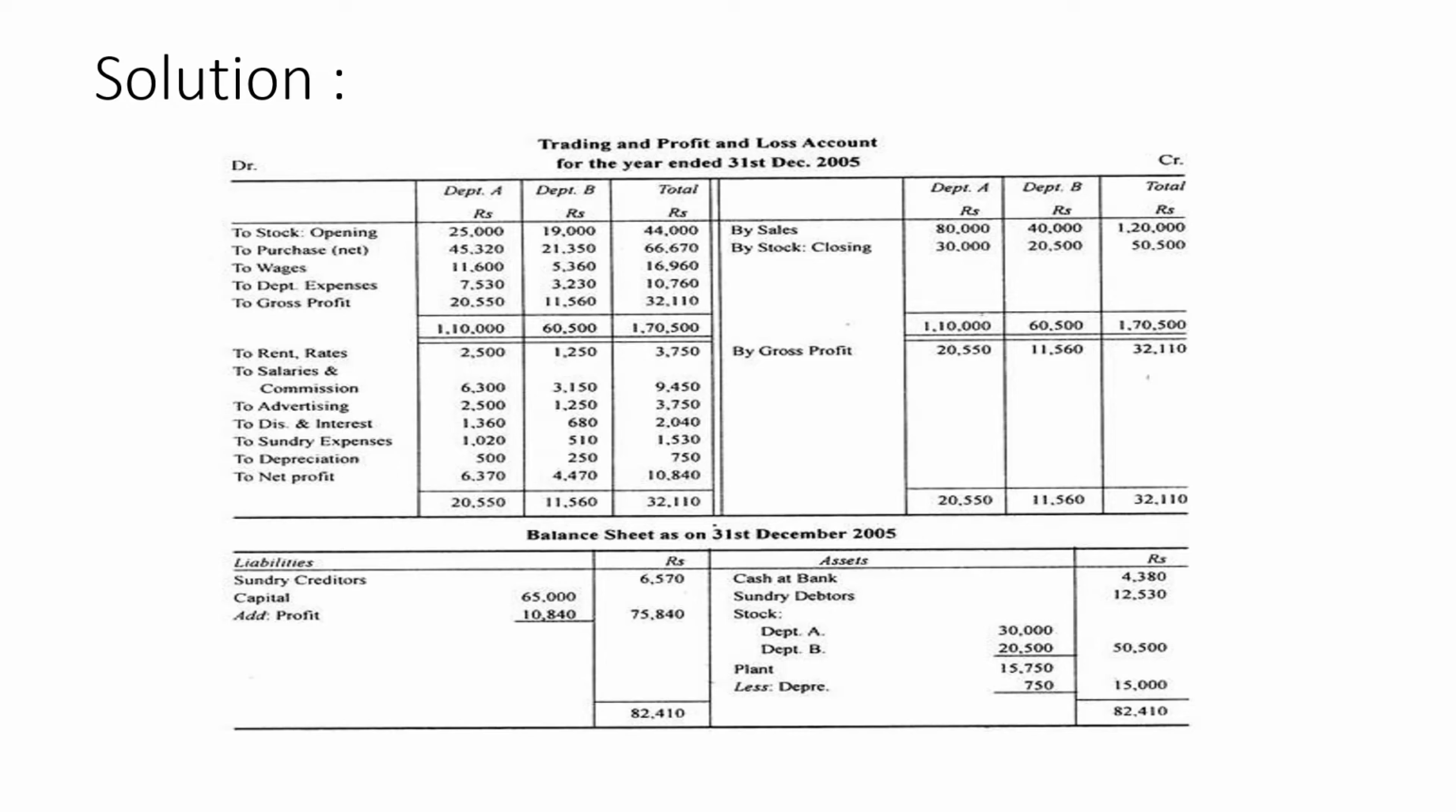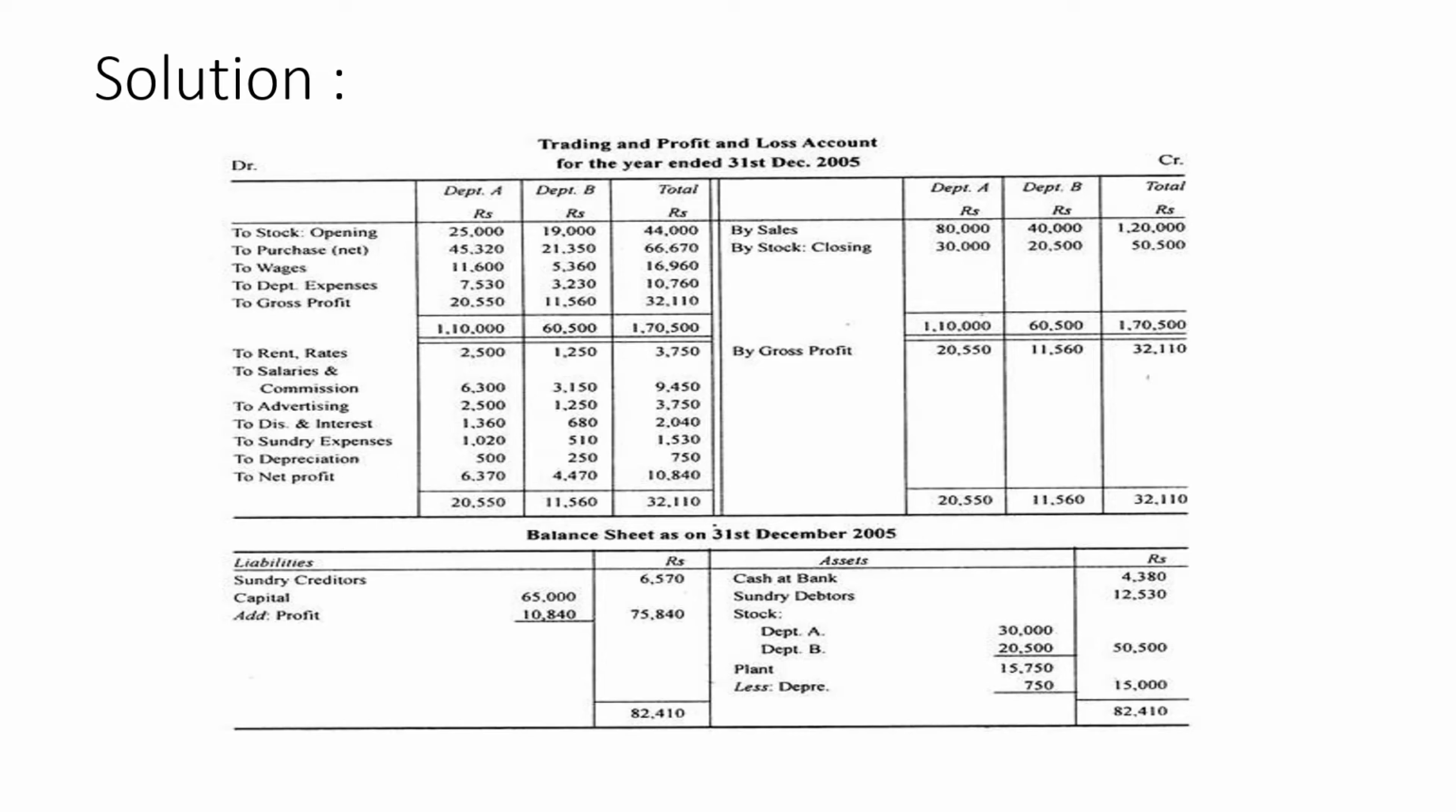Salaries and commission as a whole was given as 9,450, so we have divided it in 2:1 ratio. Then advertising, discount and interest, and sundry expenses have been divided in 2:1 ratio. Then depreciation was 750, which has to be divided in 2:1 ratio. Then you ultimately will come to know the net profit. Other items have already been posted. Creditors in the balance sheet, capital was given and you have to add the profit of the departments, that is 10,840.